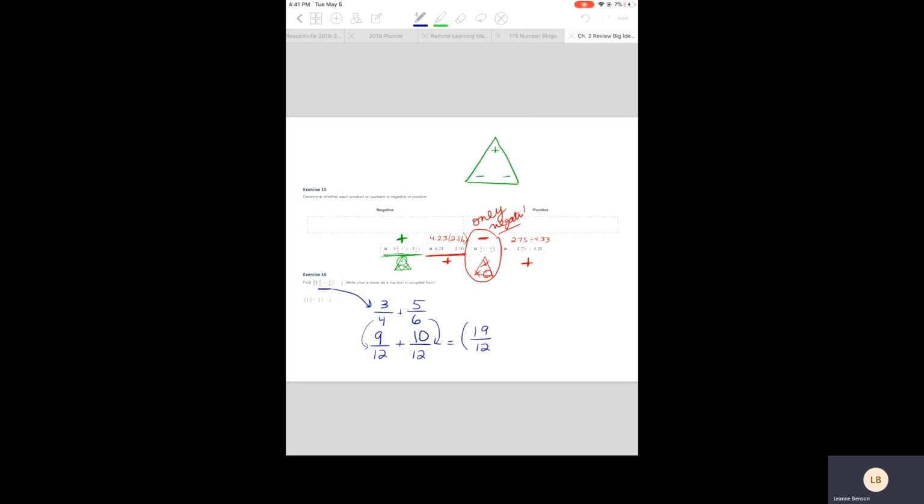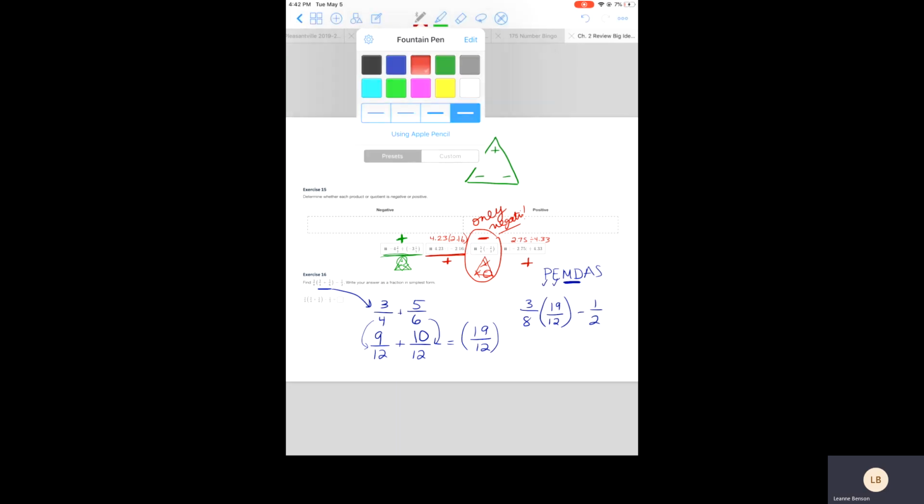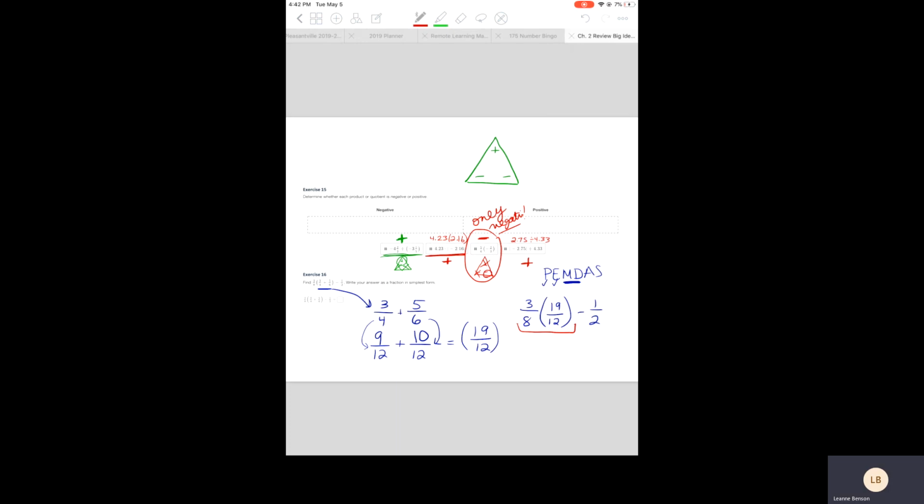So now again, that was what my parentheses was. So now I have 3/8 times 19 over 12 minus 1/2. Again, for PEMDAS, we did our parentheses. There are no exponents. Now we need to do multiplication or division first. So I need to do this before I subtract the 1/2. So I'm going to multiply across. Again, I have 3 times 19. They're both positive. So that would be 57 over 8 times 12, which is 96, minus 1/2.